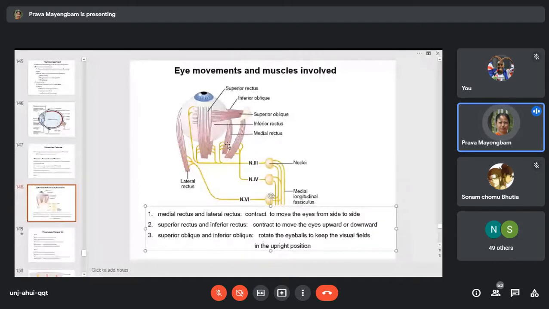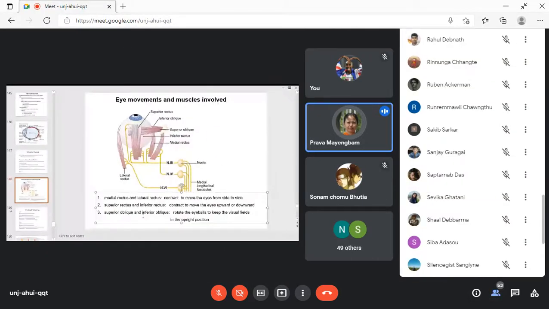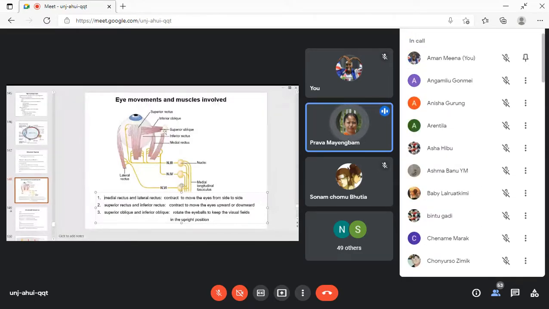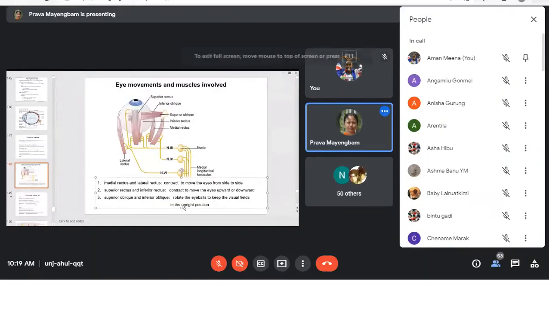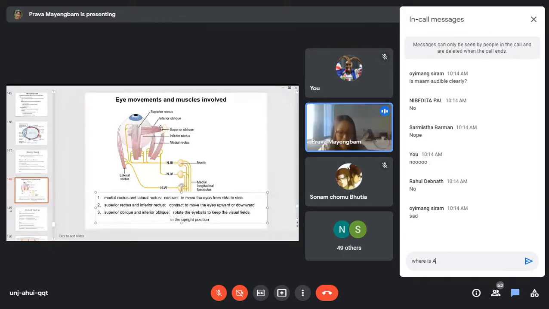Here, this is the inferior oblique. This is the superior oblique. What they do is rotate the eyeballs to keep the visual fields in the upright position. The contraction and relaxation of these muscles will adjust the eye to keep the visual fields. It will form the visual fields. I'll come to the visual fields later, what those visual fields are.